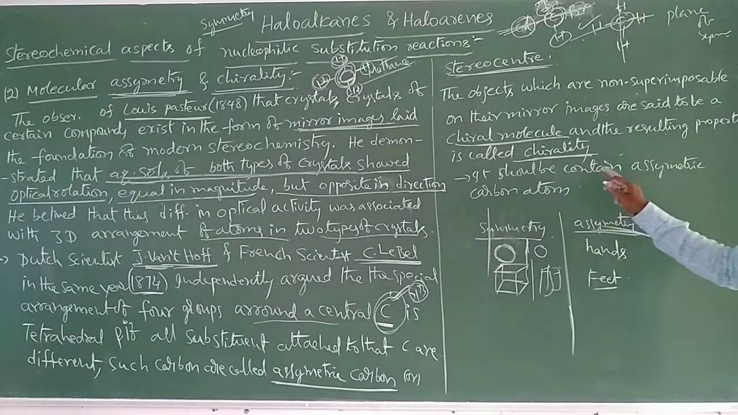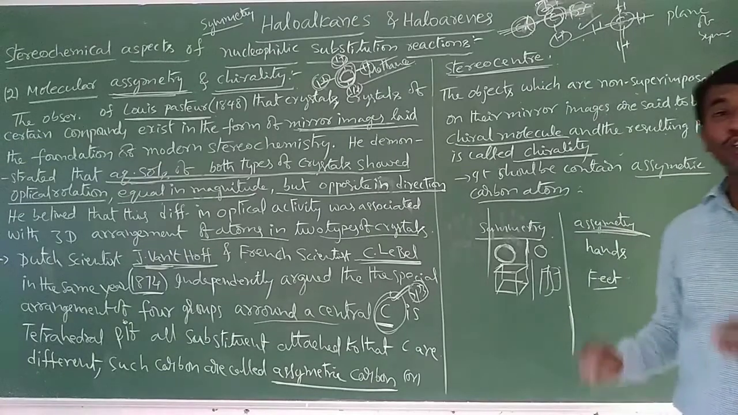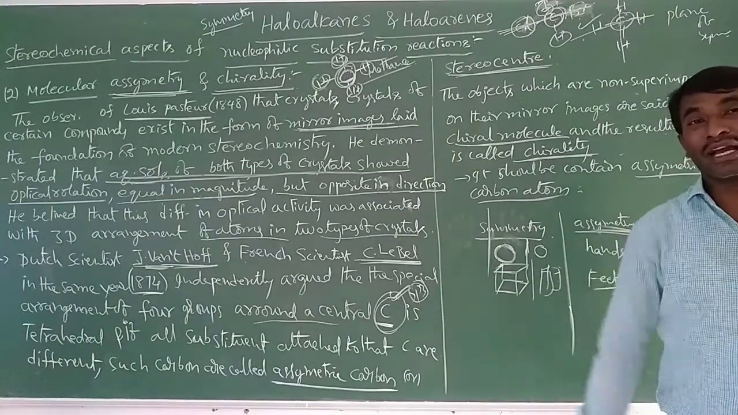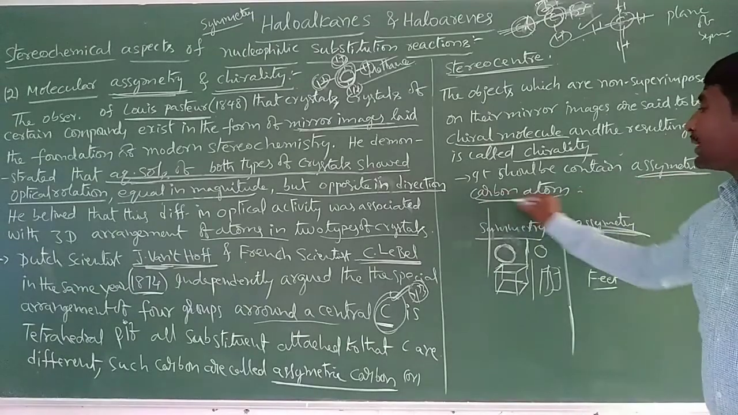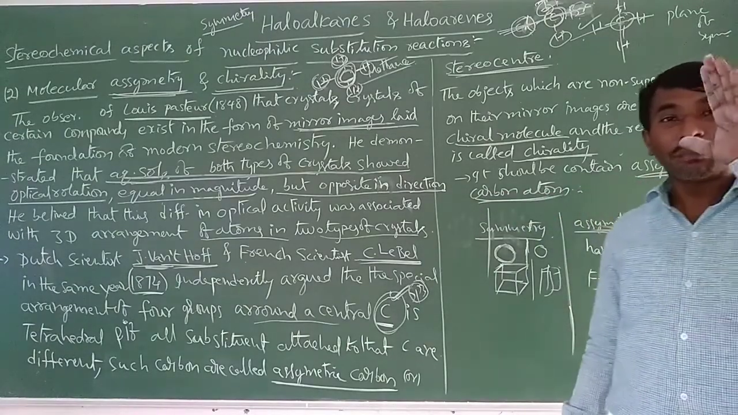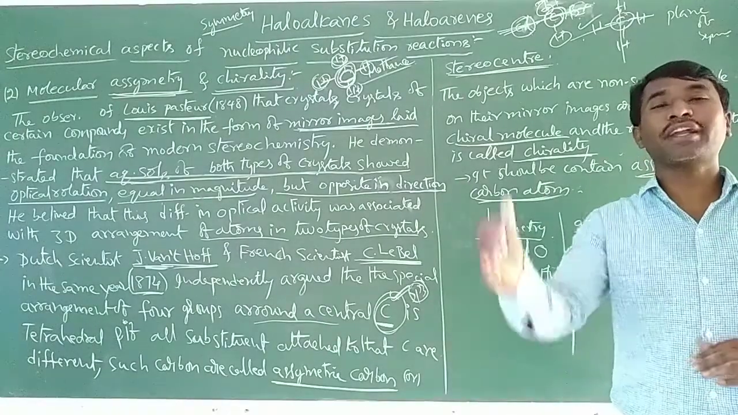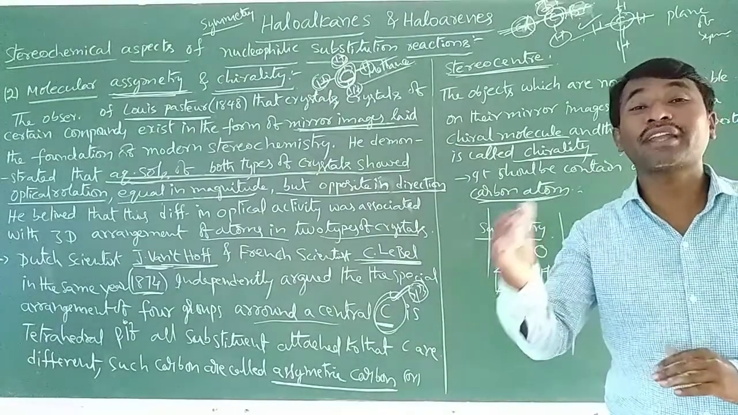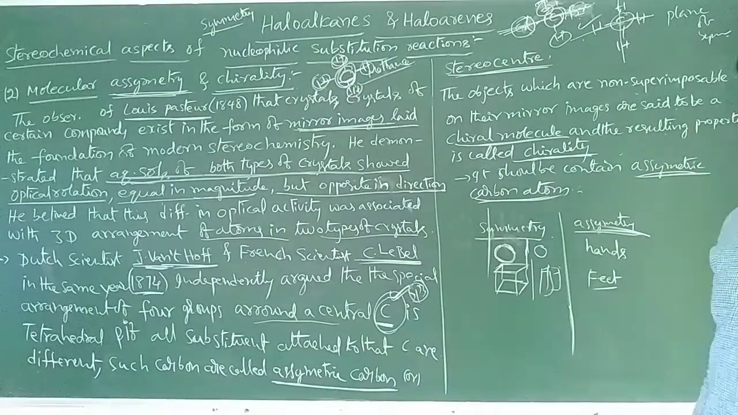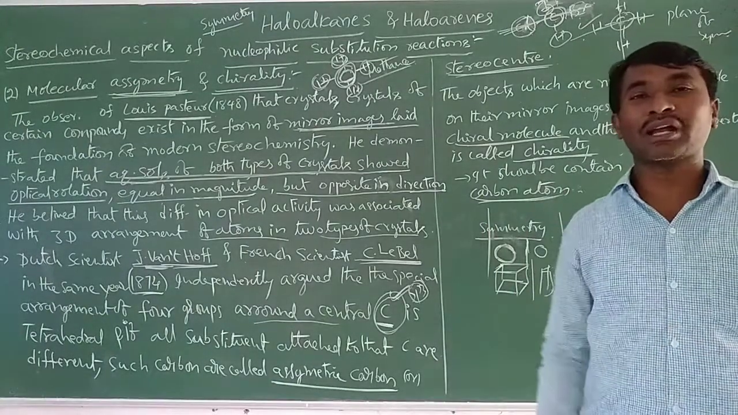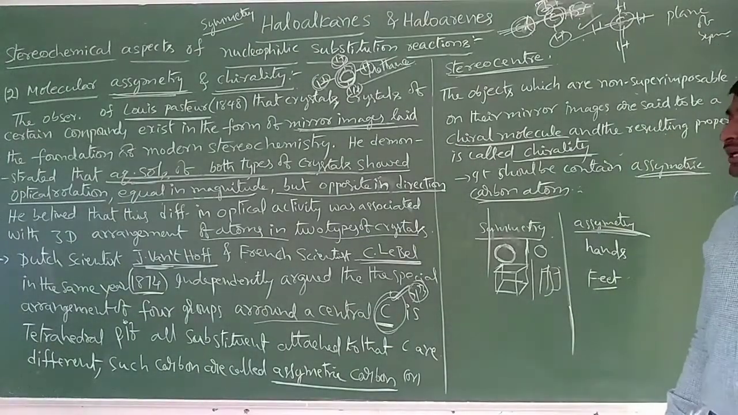So chirality should contain an asymmetric carbon atom. What is an asymmetric carbon atom? It means the carbon atom must have four different atoms or groups. That carbon is called an asymmetric carbon atom.